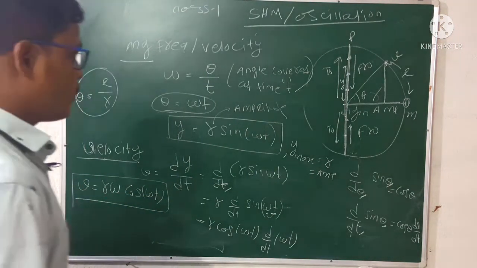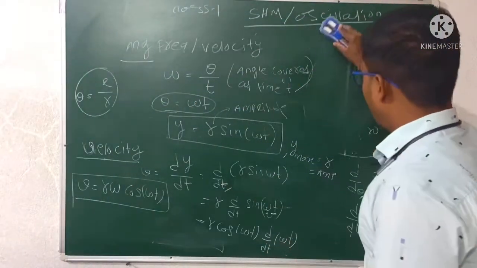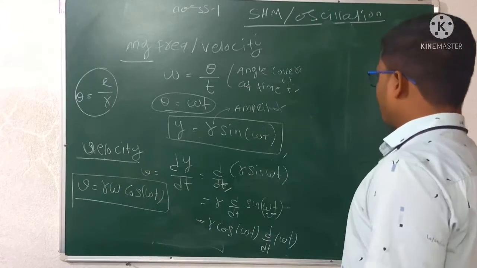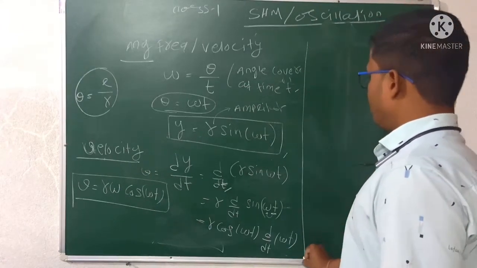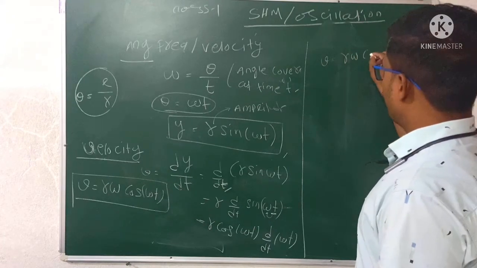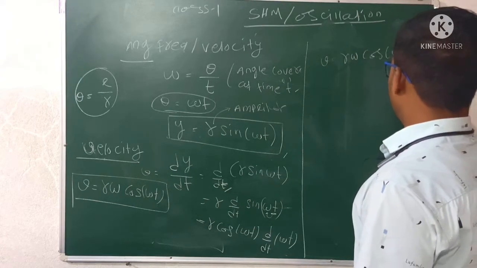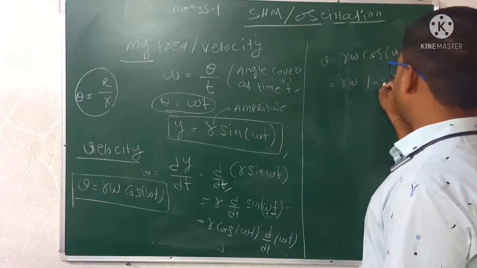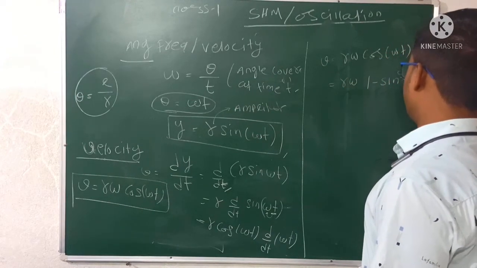Okay. So if we look at the velocity expression, remember, what is v? That is r omega cosine omega t. So what is cosine omega t? We can write it as square root of 1 minus sine square omega t. Right?